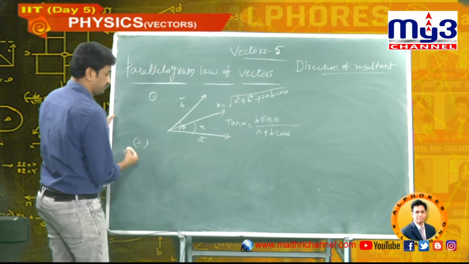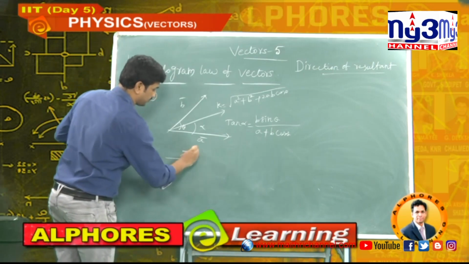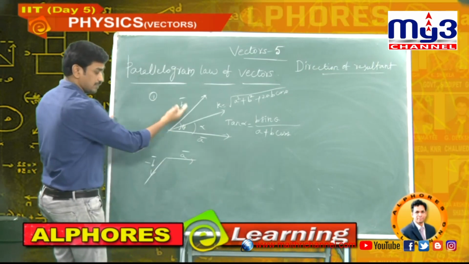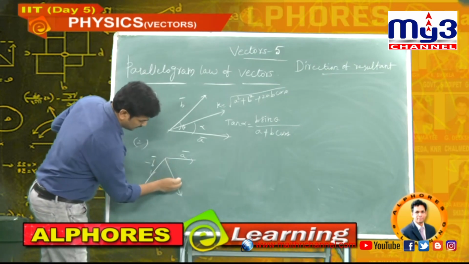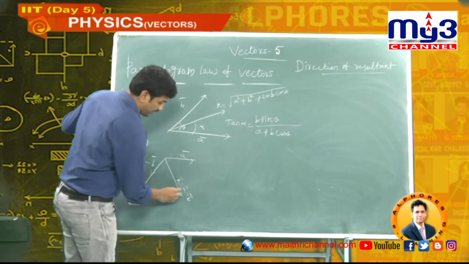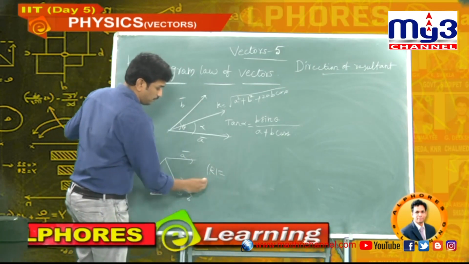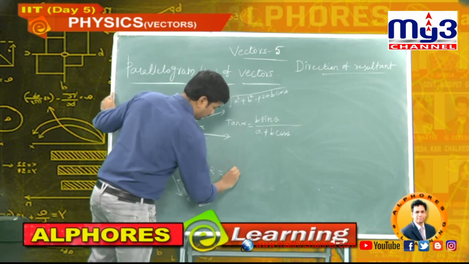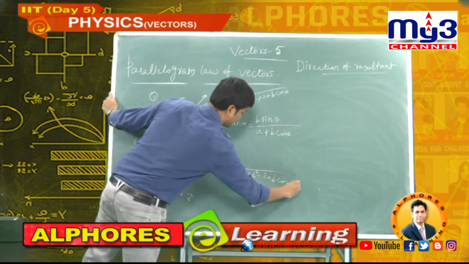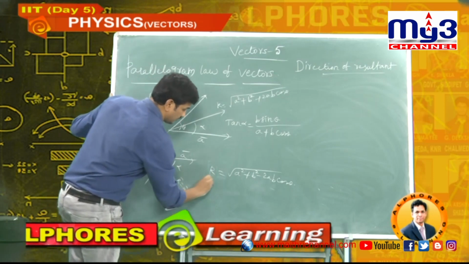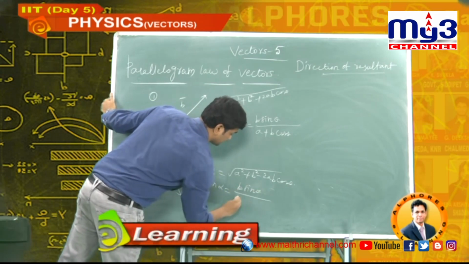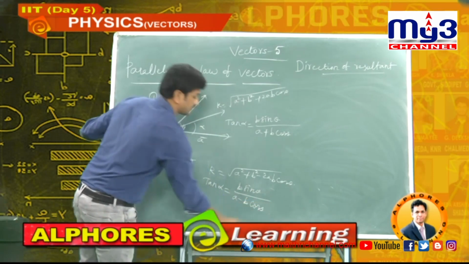Now the second possibility: this is a bar, b reversed, minus b bar. What about the resultant now? R bar equal to a bar minus b bar. Now the magnitude of r bar is r, under root of a square plus b square minus 2ab cos theta. What is the tan alpha now? Tan alpha is equal to b sin theta by a minus b cos theta.